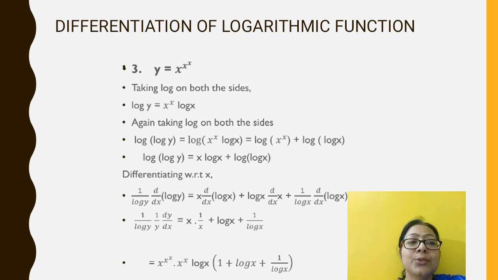And right hand side, what is coming? Log of x to the power x into log x, that is log of a into b. The formula is log a plus log b. So log x to the power x plus log of log x. So log of log y equals log x to the power x, again x will come in front. So x log x plus log of log x.